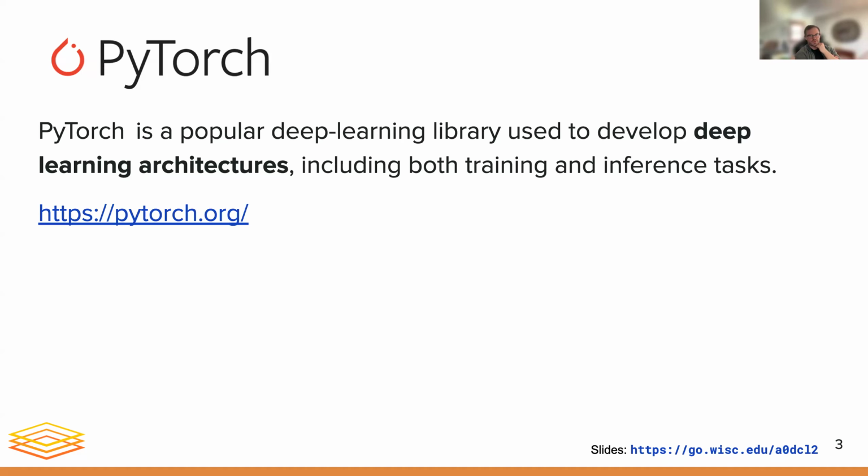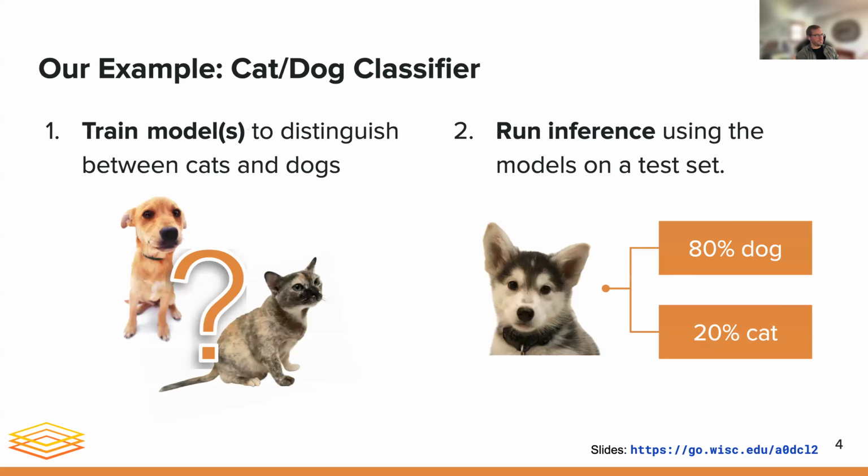So what is PyTorch? I'm sure some or all of you are already familiar with it, but it's a very, very popular tool for creating, training and running deep learning models. It has lots and lots of nice features for training and lots of nice features for running inference. And it's really become the go-to software package for deep learning. And we're going to talk about how to use it today in the OSPool.